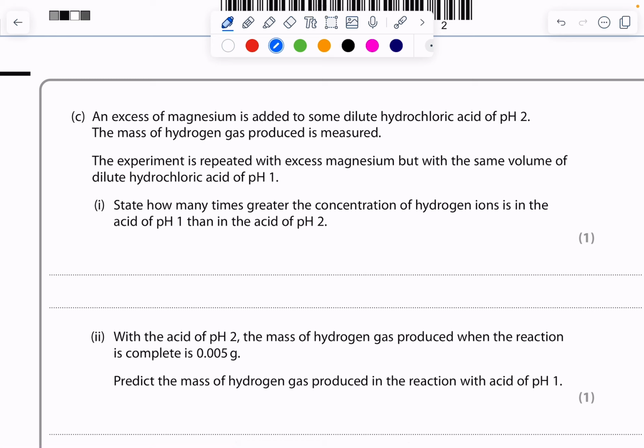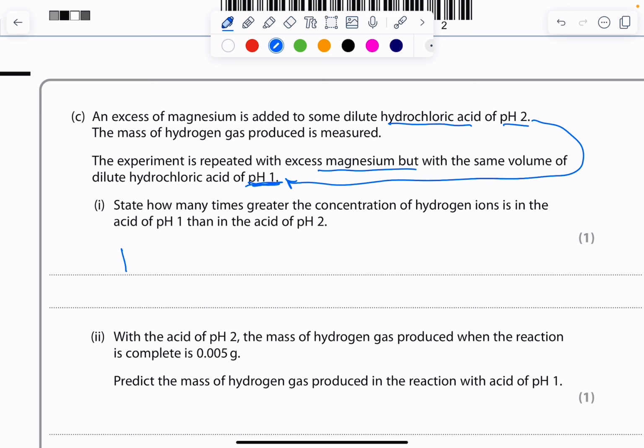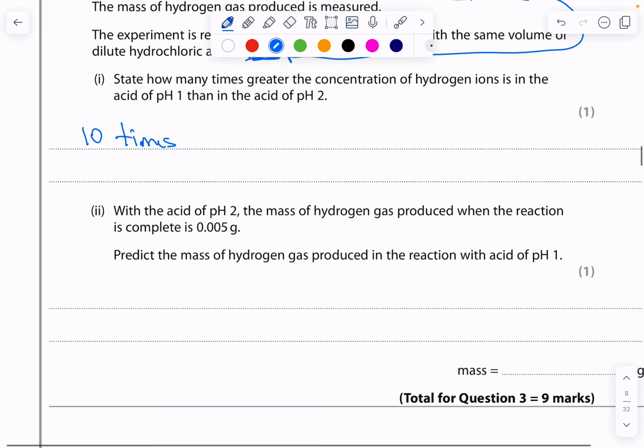So we've got an excess of magnesium added to some hydrochloric acid at pH 2. The mass of hydrogen gas that is produced is measured. This experiment was repeated with an excess of magnesium, so that's making sure that the acid is going to react fully. And this time the pH is 1. State how many times greater the concentration of hydrogen ions is in this reaction. So I've gone from a pH of 2 to a pH of 1, so it's a pH change of 1, but that means the hydrogen ions change by 10 times. So it's 10 times the amount of hydrogen ions.